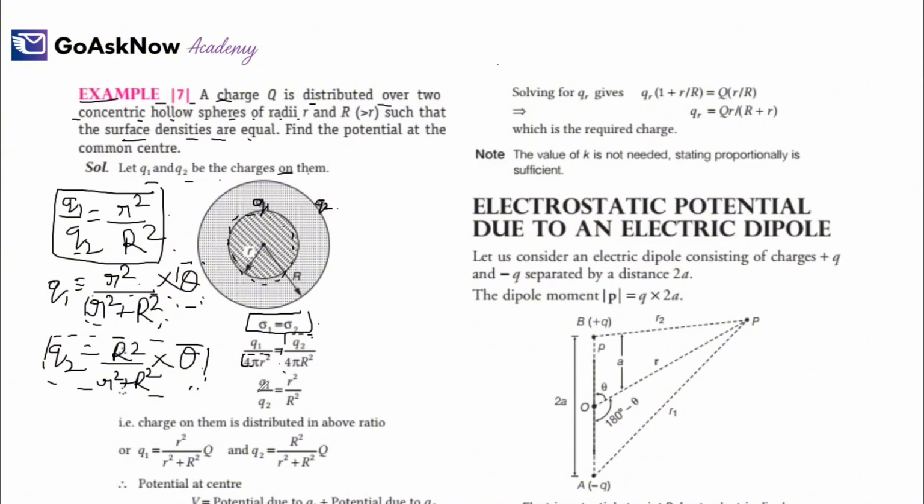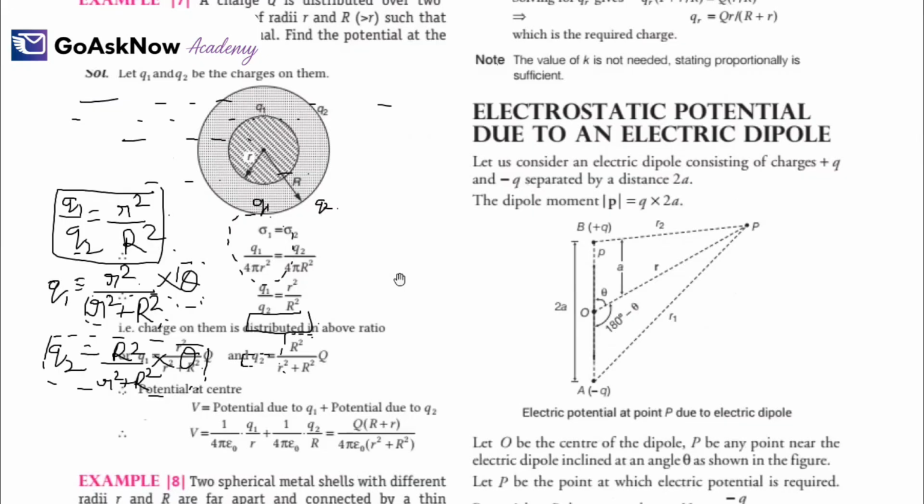So let us see what is the next thing. Potential at the center will be what? It will be equal to the summation of potential due to the Q1 charge distribution and the Q2 charge distribution. So the potential due to Q1 will be equal to K Q1 by small r, and for the Q2 charge it will be K Q2 by capital R.